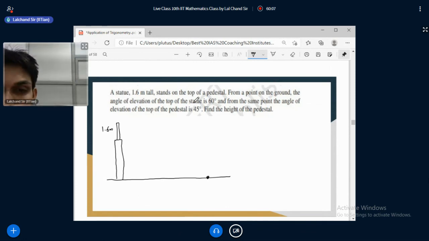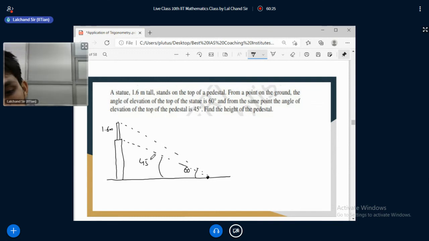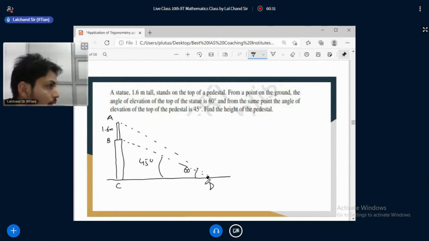From a point on the ground, the angle of elevation of the top of the statue, so this is the top, is 60 degrees. And from the same point, the angle of elevation of the pedestal is 45 degrees. Let's suppose this point is A, this is B, C, and this is D. What is asked in the question? The height of the pedestal. Let's suppose the height of the pedestal is h unit.